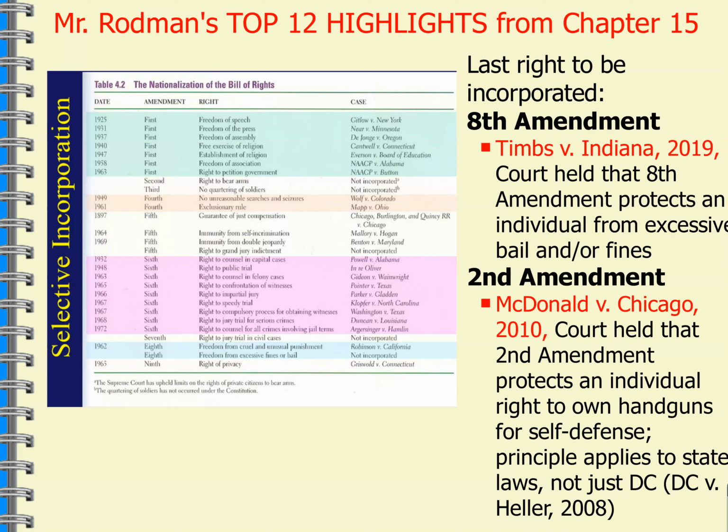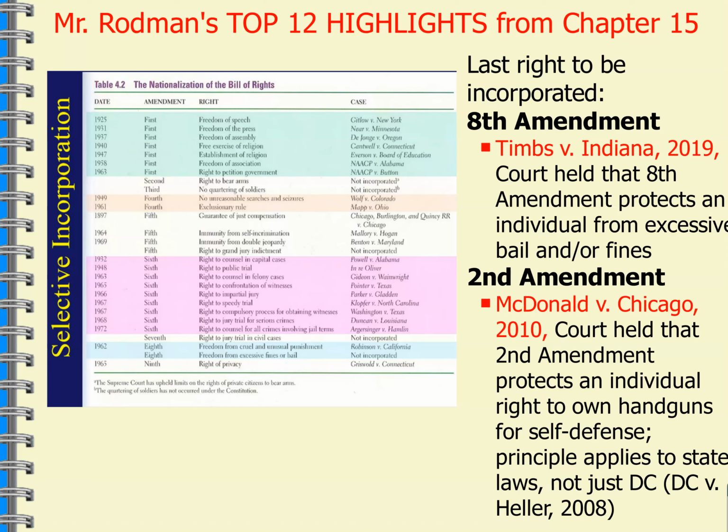So New York, you can't violate freedom of speech. Minnesota, you can't violate freedom of the press. Oregon, can't violate freedom of assembly. And the list goes on and on. And that's the idea of selective incorporation. It is selective in that, notice, they were done differently.